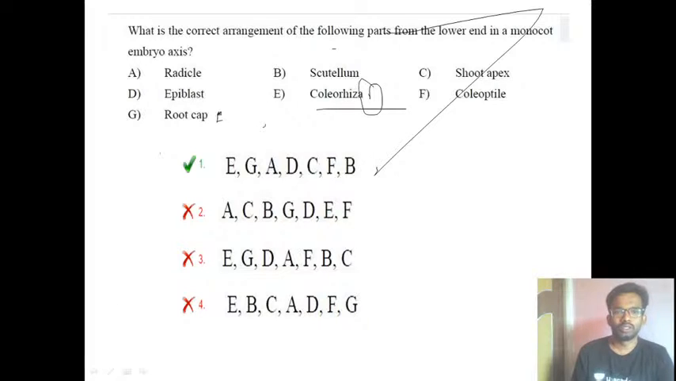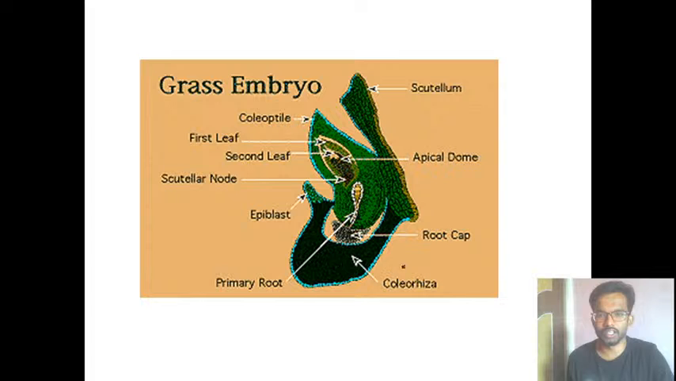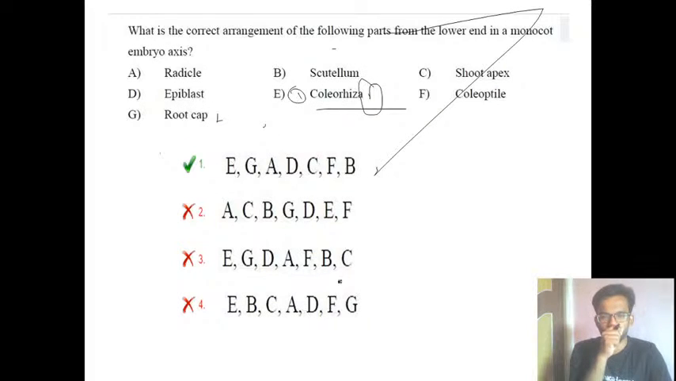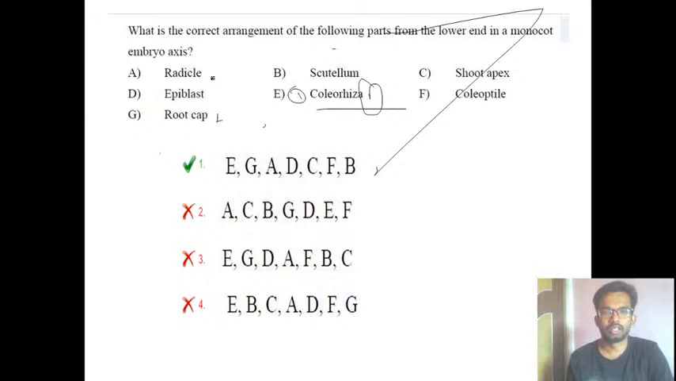Now, as I told you, what is the order? First one is Clarizia. This is Clarizia. Second one is root cap. Third one is radical. Radical is not mentioned here actually. Fourth one, D, that is epiblast. Fourth one is epiblast. Then the fifth one, that is C, that is root effects.